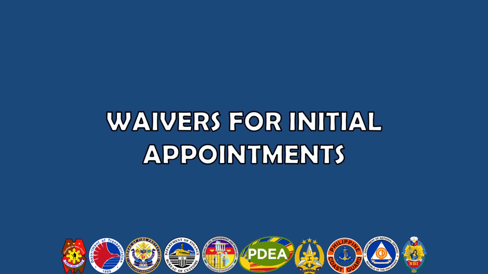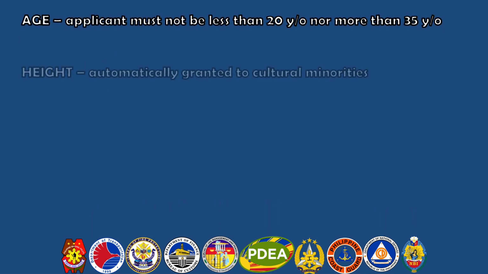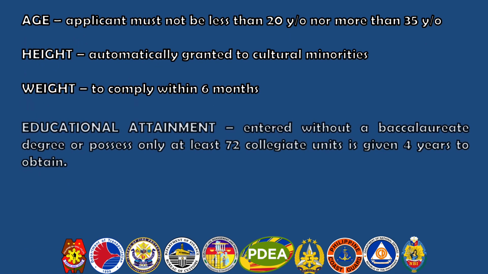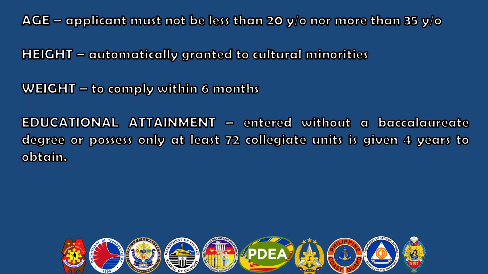Next would be the waivers for initial appointments. So, nandiyan si age, height, weight, and educational attainment. For age, as we all know, the age qualification is 21 to 30. Pero pwede ka mag-waiver if you are 20 years old or above 30. Pero hanggang 35 years old lang. For height, it is automatically granted only to cultural minorities or members of the cultural groups or minorities. For weight, you have to comply within 6 months. And for educational attainment, one who entered without a baccalaureate degree or possessed only 72 college units is given 4 years to obtain it.